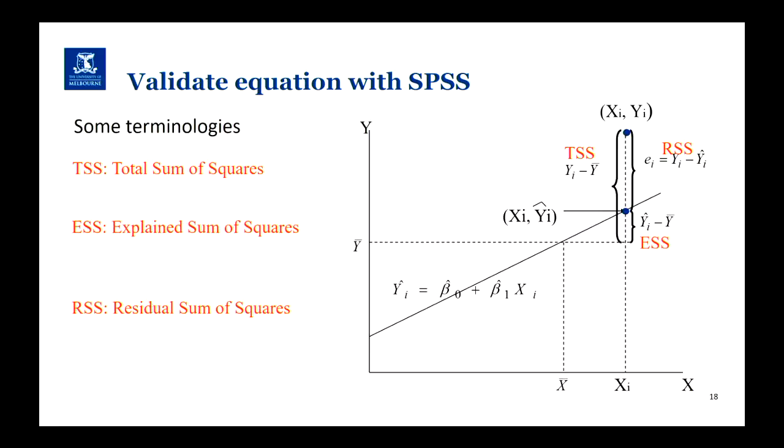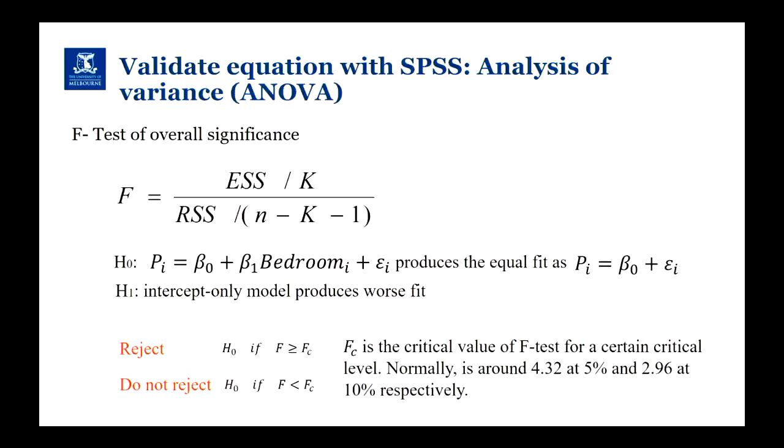So then we are going to do a series of tests based on those values. The first one, or maybe we do, is analysis of variance. So normally we call it ANOVA, right?